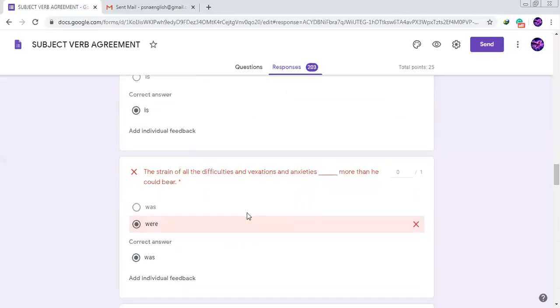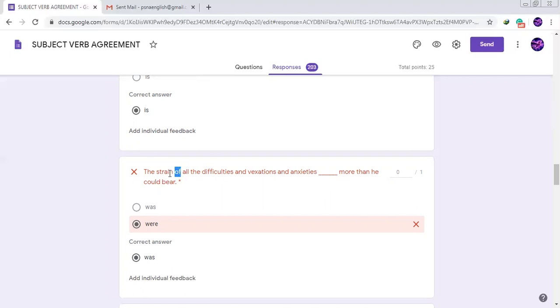Now look at the other example. "The strain of all the difficulties and the vexations and the anxieties". This is just to confuse you. If you read it once or twice, you will understand exactly what the subject is. "The strain of": the preposition is used. So I told you there is a rule, the preposition is used.